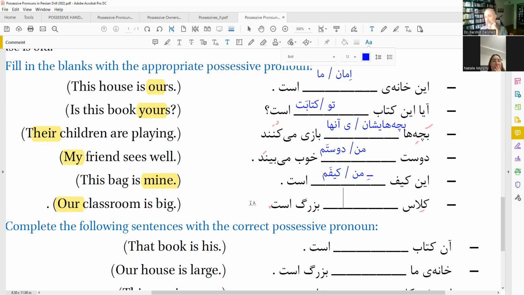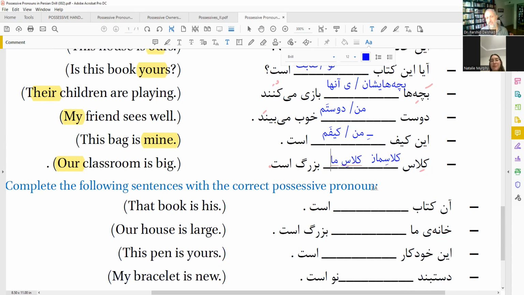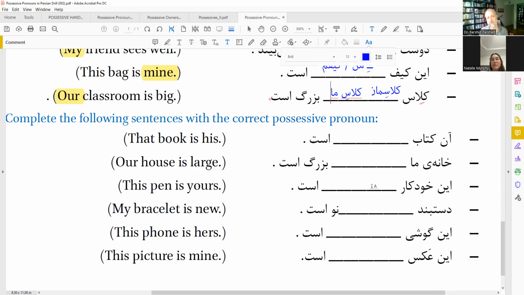Okay, yes, کلاس امان exactly. It has to be long, otherwise it would sound like a class man. So exactly, class man. Or saying then class ma. Exactly. کلاس امان versus کلاس ما بزرگ است. Our classroom is big.